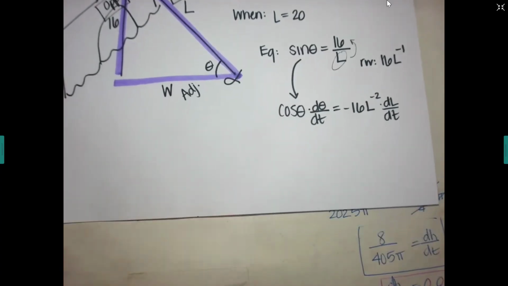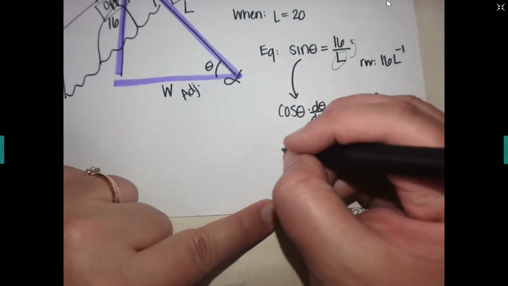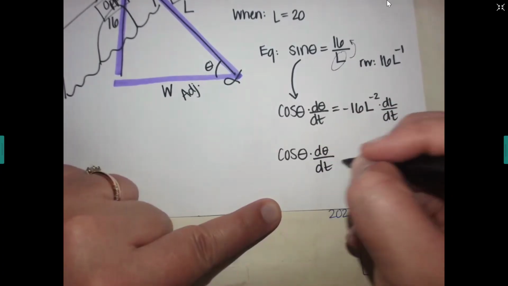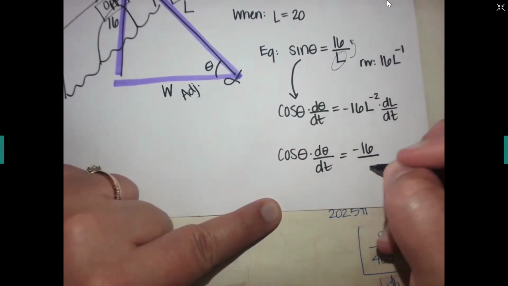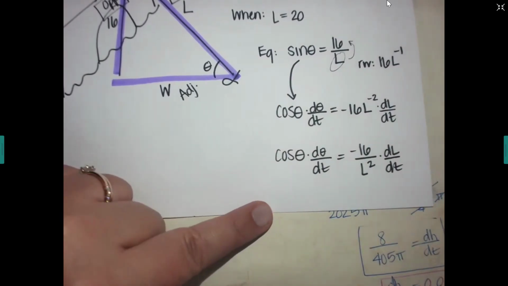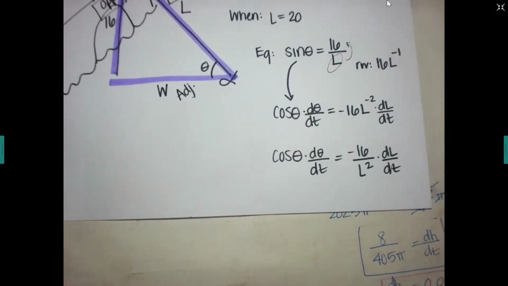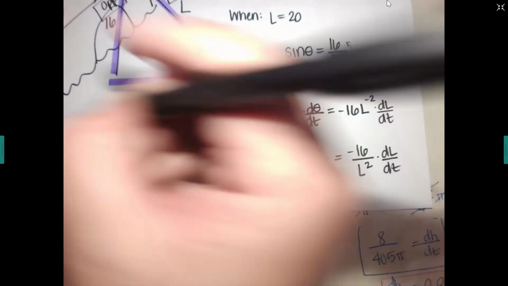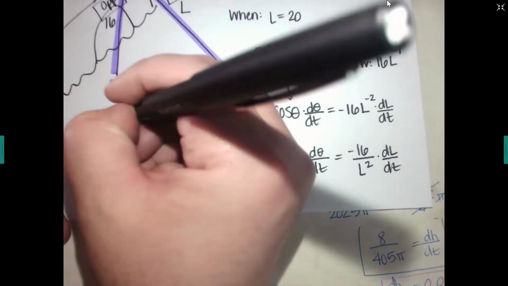Before I plug in, I'm going to drop my L to the -2 back down to the bottom. So it'll be cosine theta d theta dt equals negative 16 over L squared dL dt. And at this point, I'm ready to plug stuff in. So I picked my sine function, I took the derivative with the rewrite. Now we're going to plug stuff in.